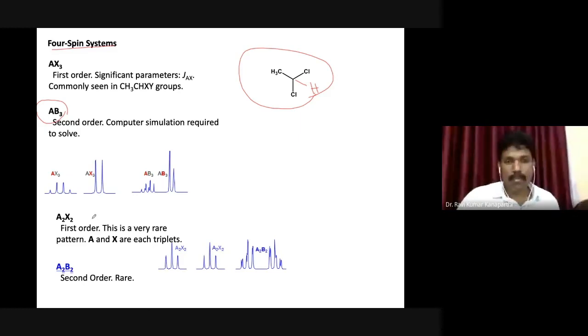A2X2 system again comes under first order spectrum, where you can see nice distinct peaks, and the corresponding triplets can be easily interpreted. Again, A2B2, which is a very rare molecule, will have a very complicated spectral feature as usual.